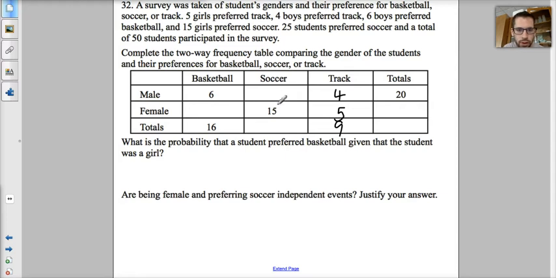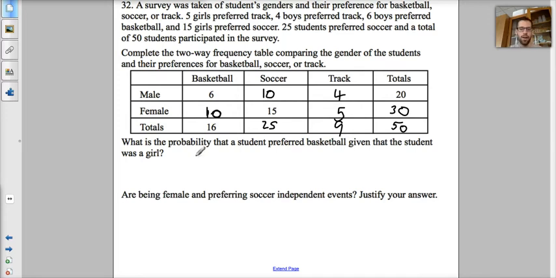15 girls preferred soccer. That's already there. 25 students preferred soccer, so 25 total students preferred soccer, which means that there must have been 10 boys, because 10 plus 15 gives me 25. If 6 males preferred basketball and 16 total, that means 10 females had to prefer basketball. And then I can do all my totals here. 50 students participated, so there are 50 total students here, which means that this would have to be a 30. Let's make sure that works. 15 plus 10 is 25, plus 5 is 30. Good, it all adds up.